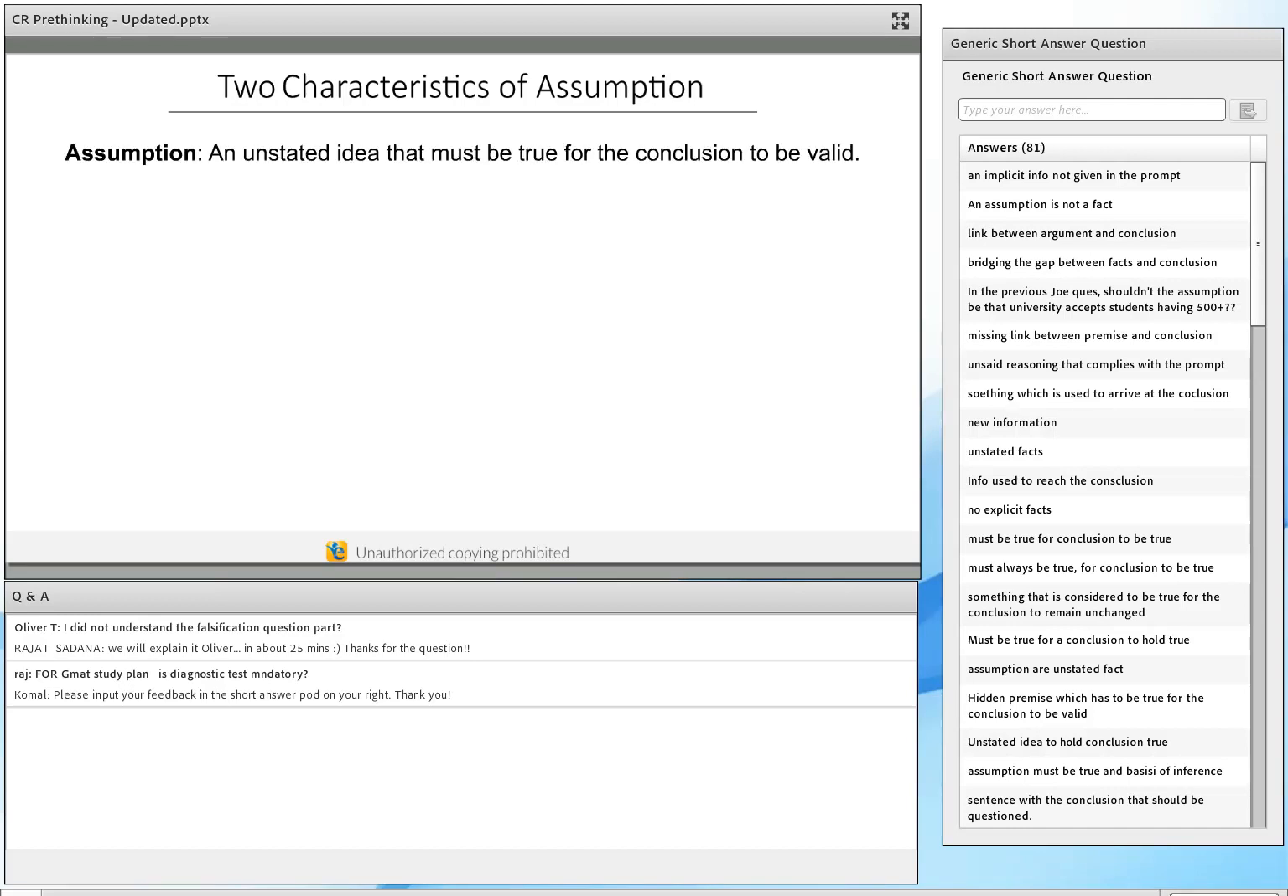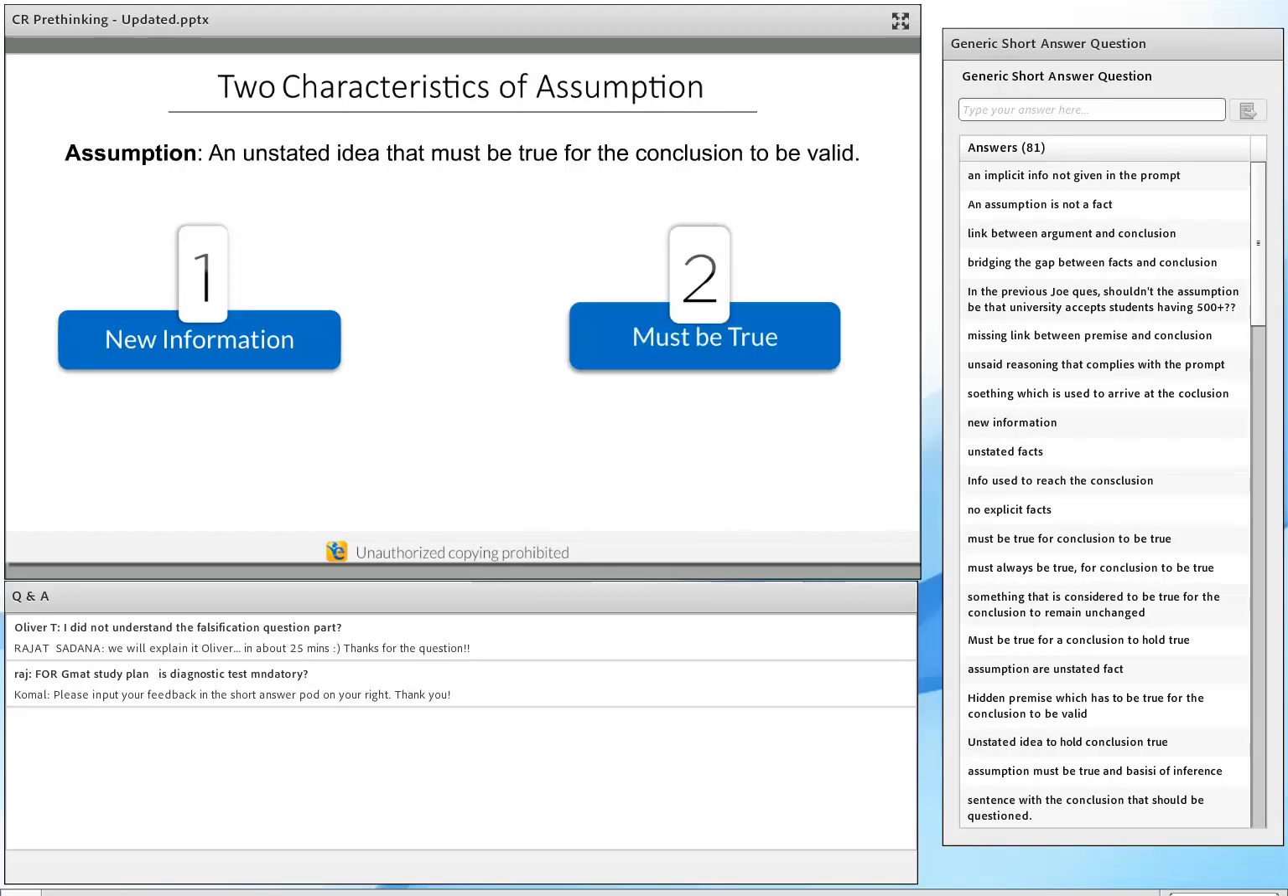An assumption is an unstated idea that must be true for the conclusion to be valid. There are essentially two characteristics of an assumption. One is that it provides new information, which means you can't infer it from the argument. The second is that it must be true for the conclusion to be true, which means that without the assumption, the conclusion has the possibility of breaking down.